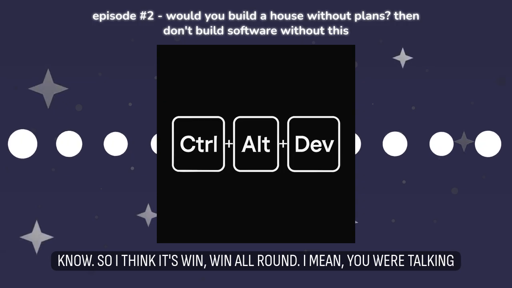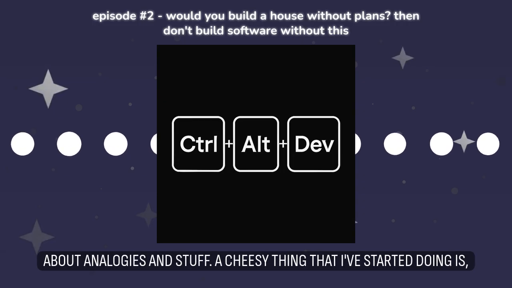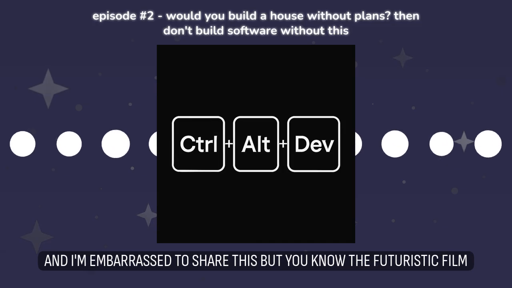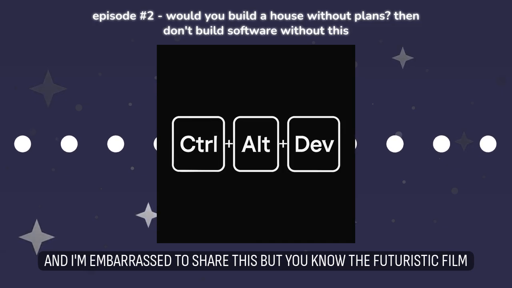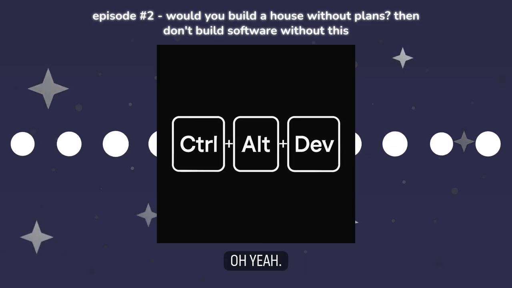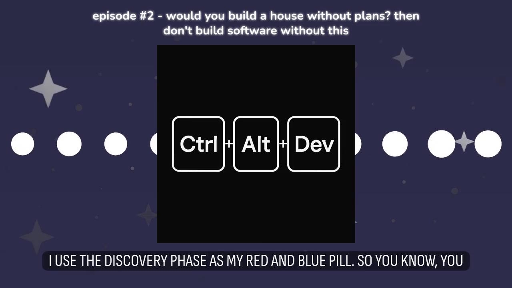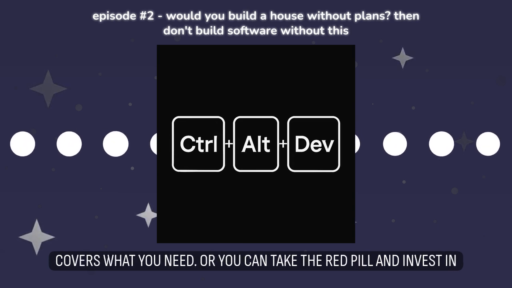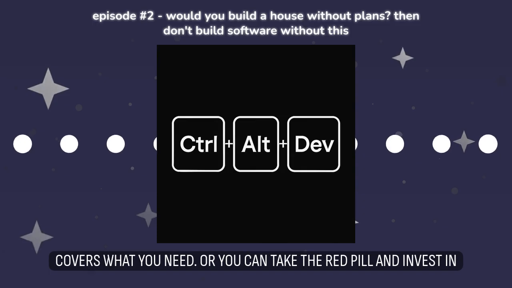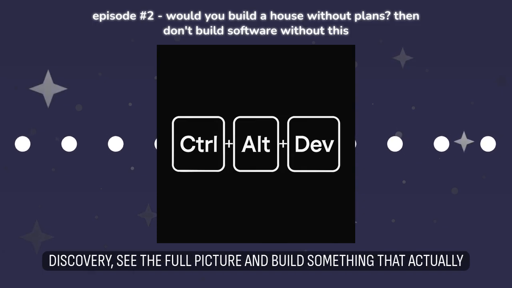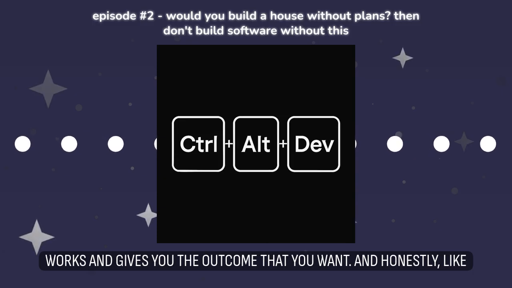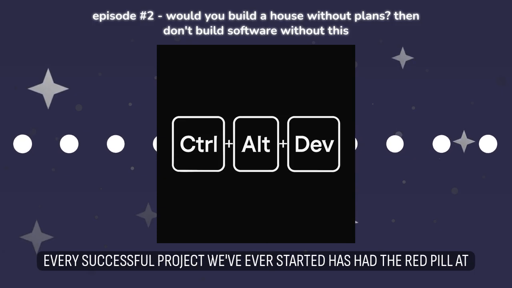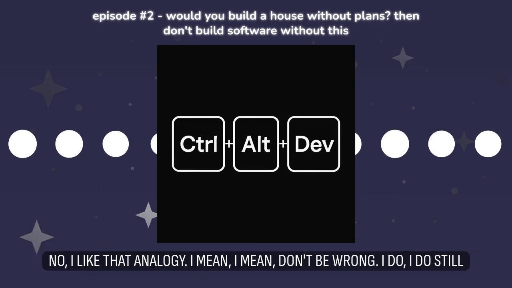I mean, you were talking about analogies and stuff. A cheesy thing that I've started doing is, and I'm embarrassed to share this, but the futuristic film The Matrix, the red pill, the blue pill. Oh yeah. So I use the discovery phase as my red and blue pill. So you can kind of take the blue pill and get a free quote and hope it covers what you need, or you can take the red pill and invest in discovery, see the full picture, and build something that actually works and gives you the outcome that you want. And honestly, every successful project we've ever started has had the red pill at the start. No, I like that analogy.